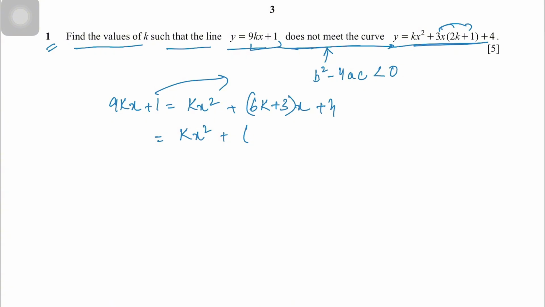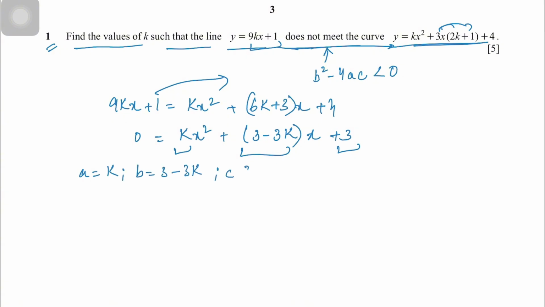subtracted here. So this would be 3 minus 3k. 6 minus 9k is basically minus 3k, and this would be x, and then 4 would be subtracted. 1 will be subtracted from 4. This would give us plus 3. So we have our b as this, our a as this, and our c as this. So we can write a as k, our b is 3 minus 3k, and our c is 3.